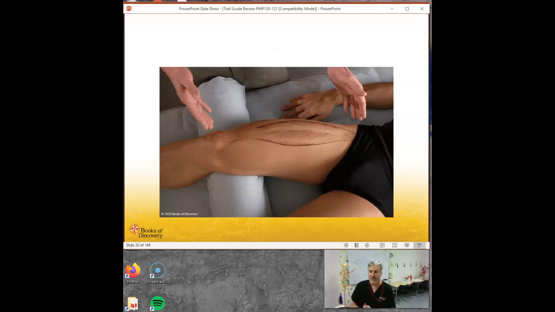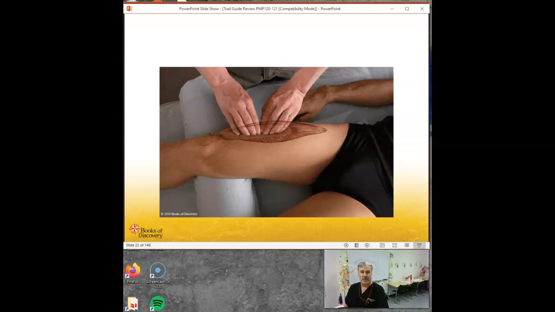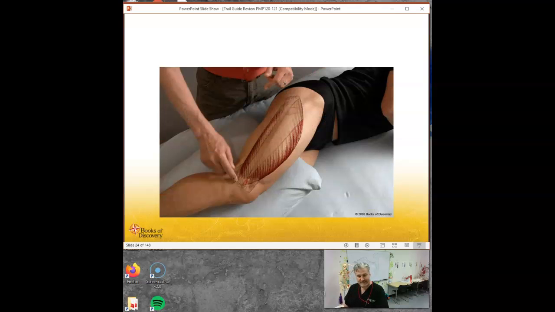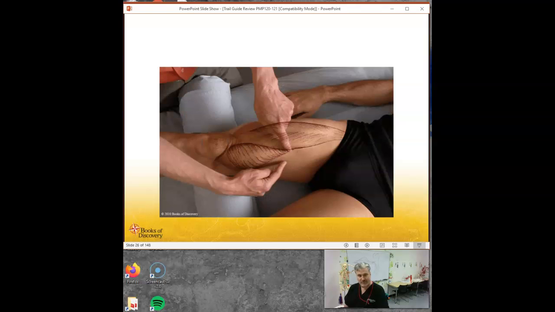Miss Lobitz, what muscle is this? The rectus femoris. Yes. What muscle is this? Vastus intermedius. Yes. What muscle is this? Vastus lateralis. Yes. What muscle is this? Vastus medialis. Yes. Where do they all insert? The tibial tuberosity via the patella and patellar ligament.